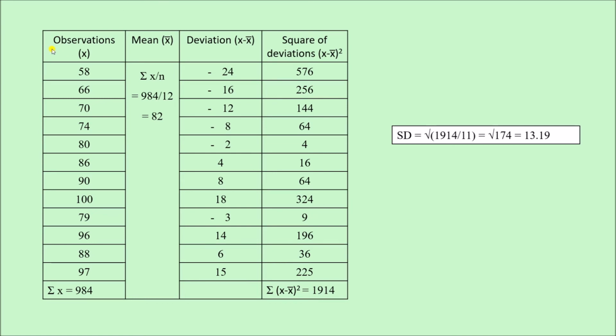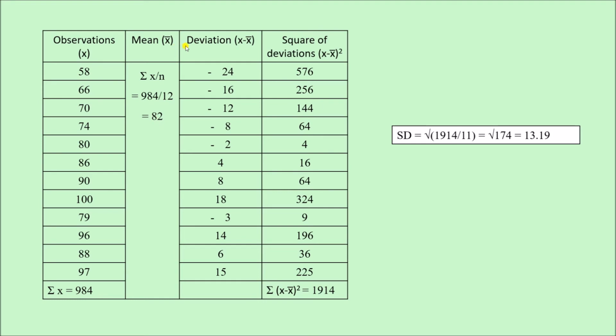So first we write down the observations. These are the heart rates of 12 different patients. Next we have to calculate the mean value or mean heart rate. For that we have to add these observations, which is 984, and divide it by the total number of patients, which is 12. So the mean heart rate is 82 per minute.